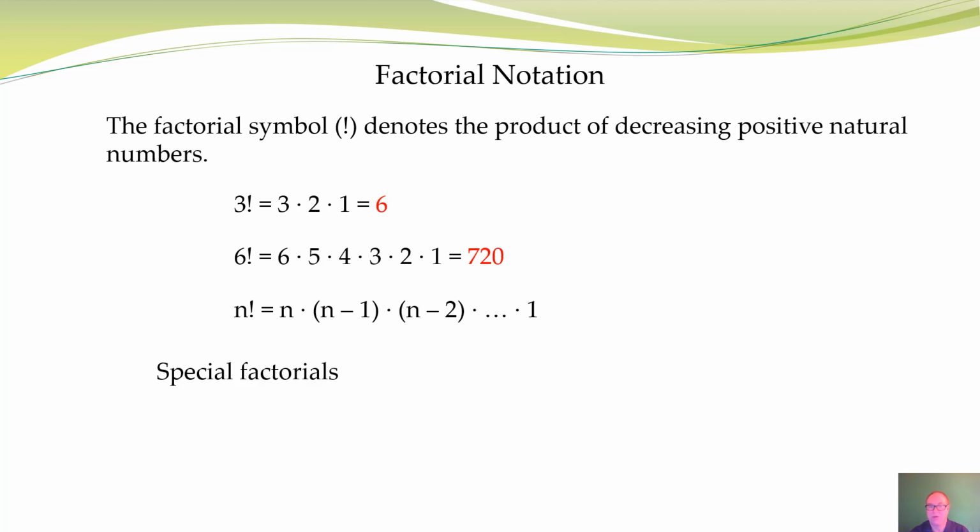Now some special factorials. 1 factorial is equal to 1. 0 factorial is equal to 1. They both equal 1. They're 2 different factorials. Now, why does 0 factorial equal 1? Because if it didn't, a lot of our formulas would not work. So that's why 0 factorial is 1.